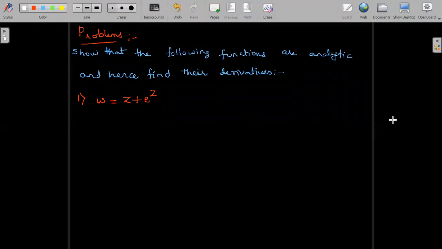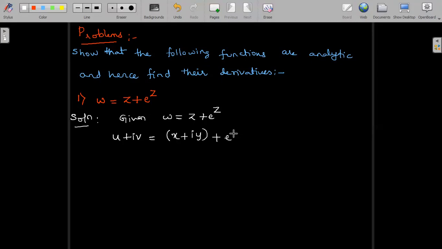Now, firstly, given the equation w is equal to z plus e power z, we will substitute w as u plus iv, and we substitute z in the Cartesian form: x plus iy plus e power x plus iy. We are taking the Cartesian representation of z. z is a complex number, so z is equal to x plus iy in the Cartesian representation we are considering.